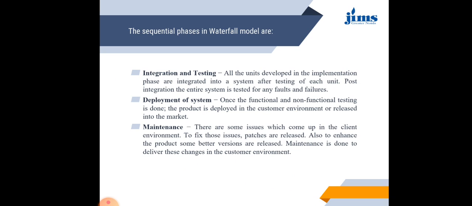Next is the deployment of the system. Once the functional and non-functional testing is done, the product is deployed in the customer environment or released into the market. Maintenance. There are some issues which come up with the client environment. To fix those issues, patches are released. Also, to enhance the product, some better versions are released. Maintenance is done to deliver these changes into the customer environment. So there will be a maintenance process.